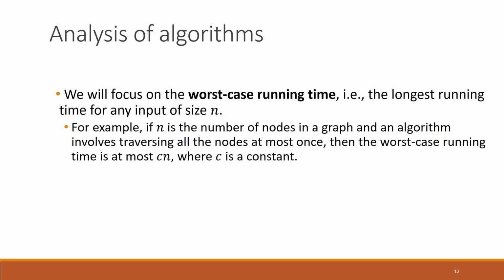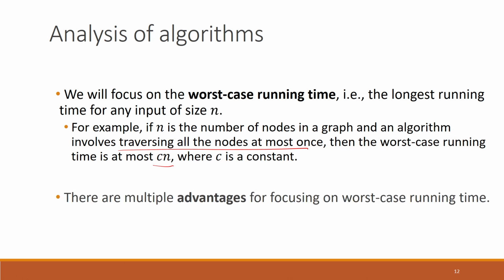Okay. For example, if n is the number of nodes in a graph and an algorithm involves traversing all the nodes at most once, then the worst case running time is at most Cn, where C is a constant. So, in this problem, the algorithm might traverse all the nodes at most once. Therefore, the worst case will involve traversing all of the nodes once. In that case, the running time will be Cn, where C is a constant. C is the amount of time it takes to go to one node here.